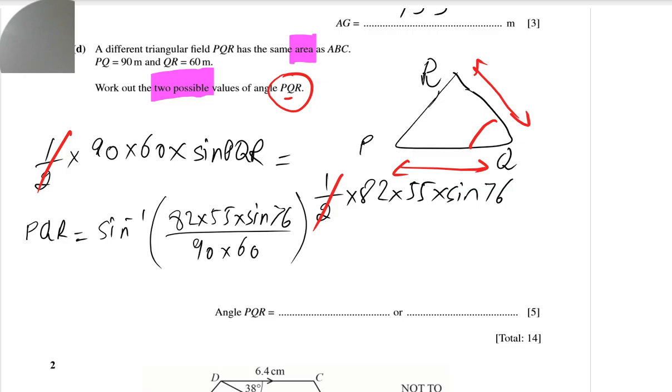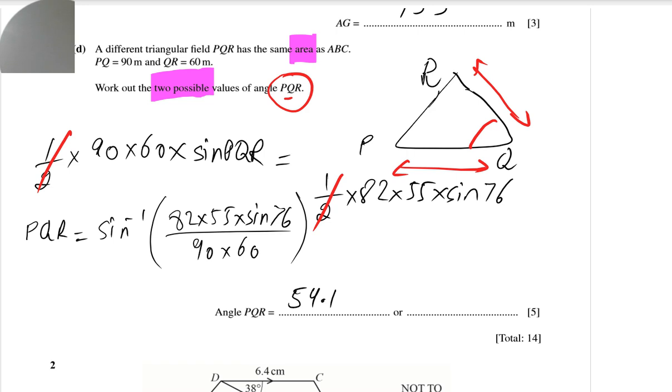So first I'll select sine inverse, then I'll select the fraction. In the numerator it would be 82 times 55 times sine of 76, close the bracket. In the denominator it would be 5400, or 90 into 60. So we are with the answer 54.132, or 54.1 simply.